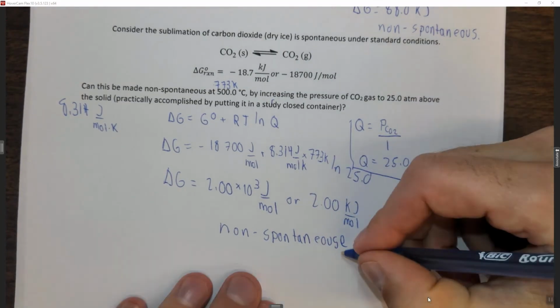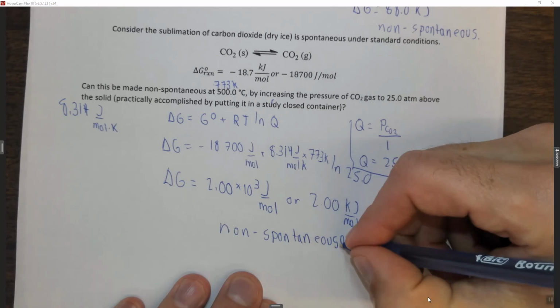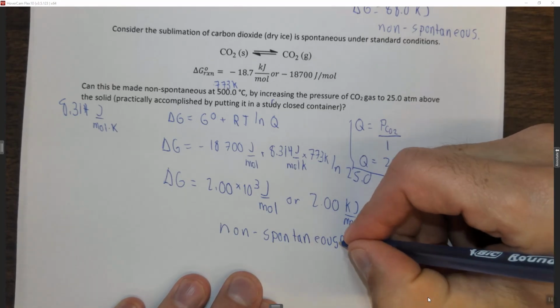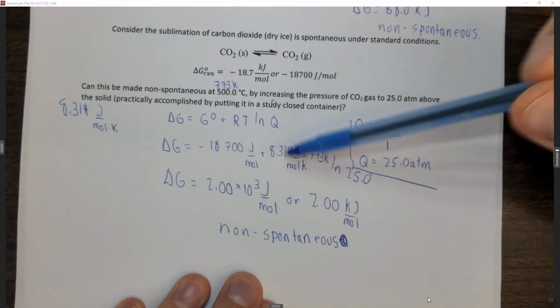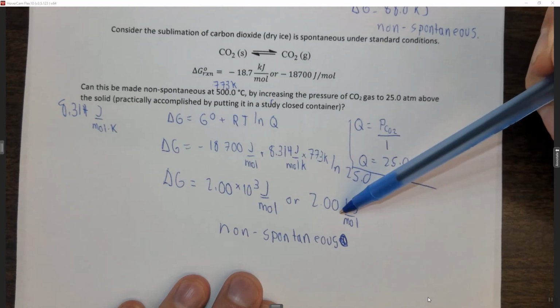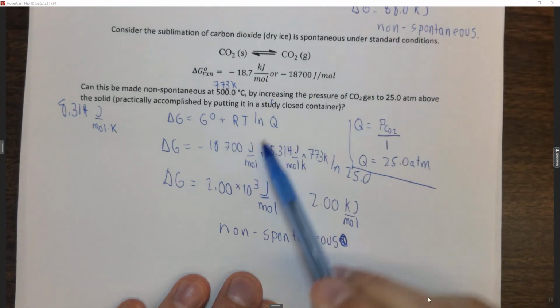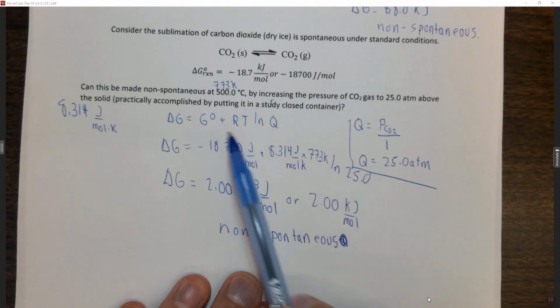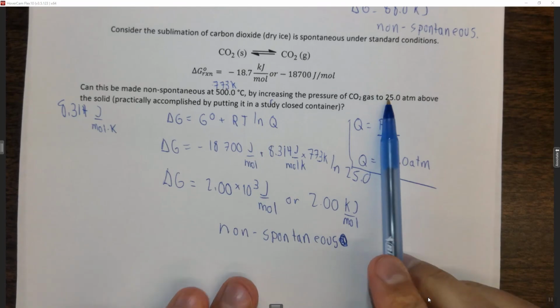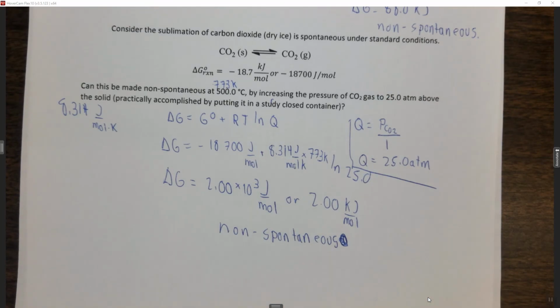All right, so this is non-spontaneous anymore because the delta G is positive. So we use this equation when we have non-standard conditions, which give us pressures, in order to find Q, which is the current conditions.